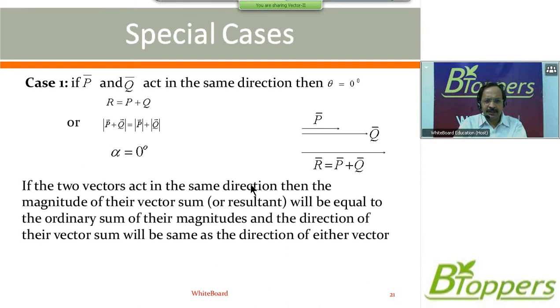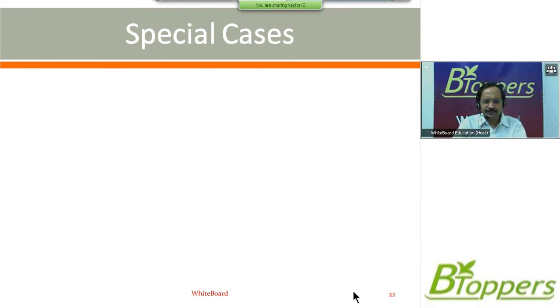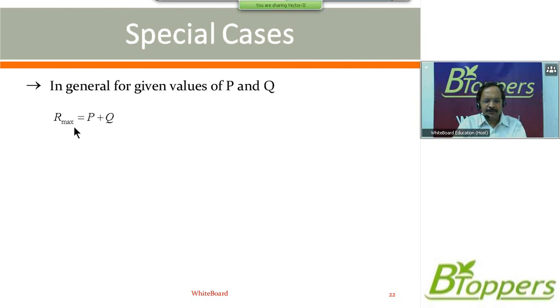If two vectors act in the same direction, then the magnitude of their vector sum or resultant will be equal to the ordinary sum of their magnitudes. The direction of their vector sum will be the same as the direction of either vector. So in general, for given values of P and Q, the maximum value of the magnitude of the resultant is P plus Q. Or in general, we can say the magnitude of the resultant R is less than or equal to P plus Q for any angle theta between P bar and Q bar.